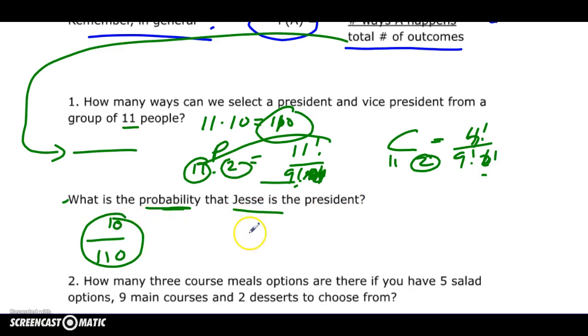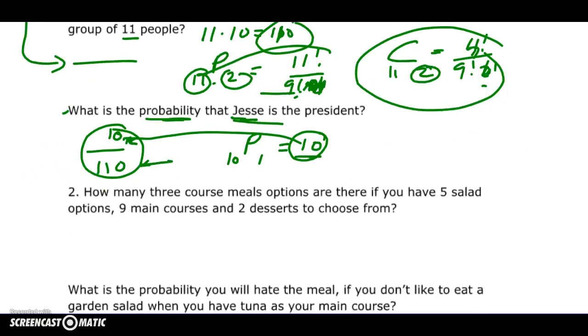So the answer is just 10 over 110. Another way to look at it is to say, I need to choose one person from the 10 people. And no matter how you do that, you get 10. And 10 is your numerator. So that goes there. So the number of ways to success, success is Jesse as president, over the total number of outcomes, which is what we find above here. Okay, let's look at this one here.